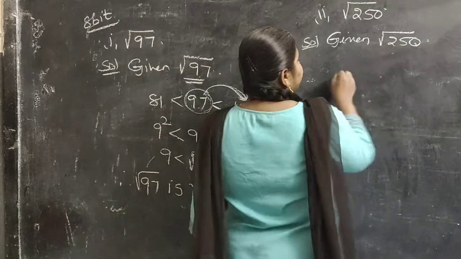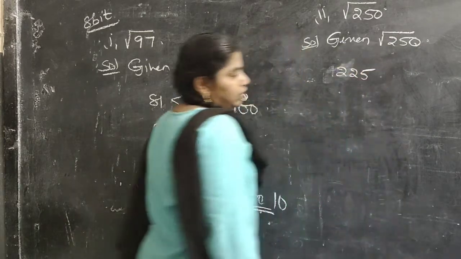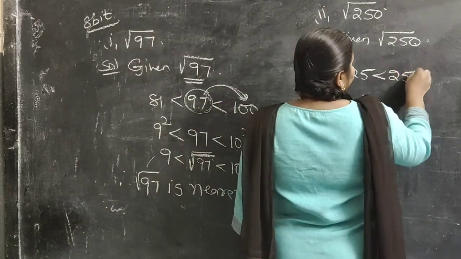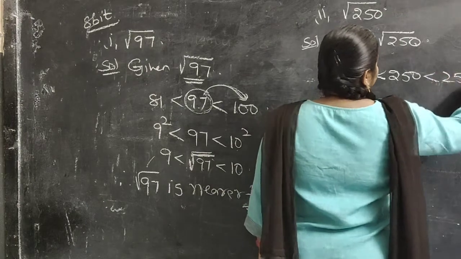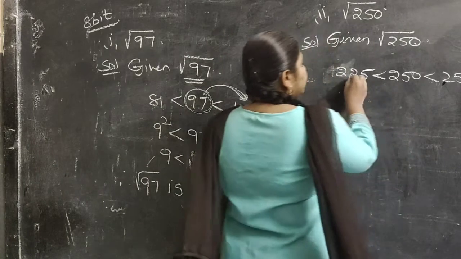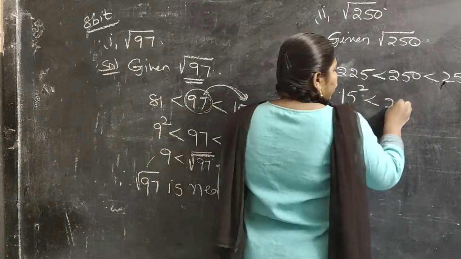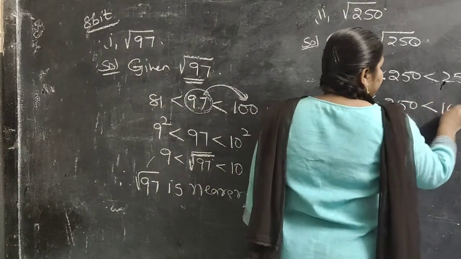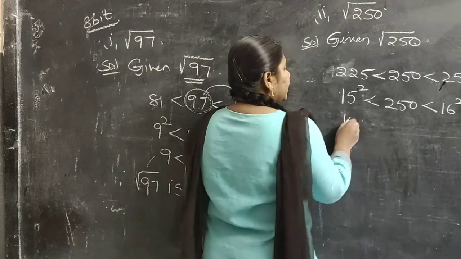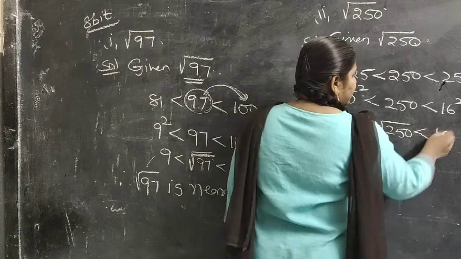Here 250 lies between 225, which is nothing but 15 square, and 256. 250 is less than 256. The square root of 256 is 16. That means we can write 15 square is less than 250 is less than 16 square. Now remove the squares and keep square root: 15 is less than root of 250 is less than 16.